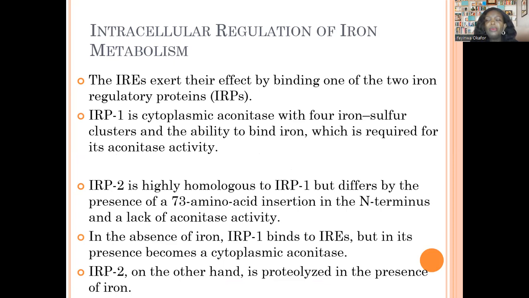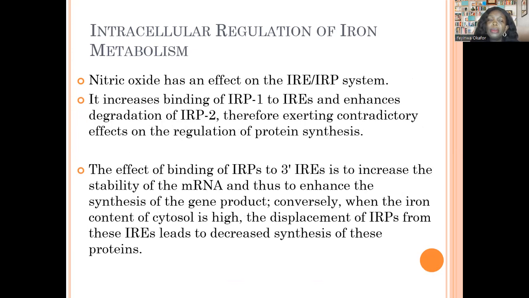Iron regulatory protein 2 is highly homologous to iron regulatory protein 1, but differs by the presence of a 73 amino acid insertion in the N-terminus and the lack of aconitase activity. In absence of iron, iron regulatory protein 1 binds to iron-responsive elements, but in its presence becomes a cytoplasmic aconitase. Iron regulatory protein 2, on the other hand, is proteolyzed in the presence of iron.